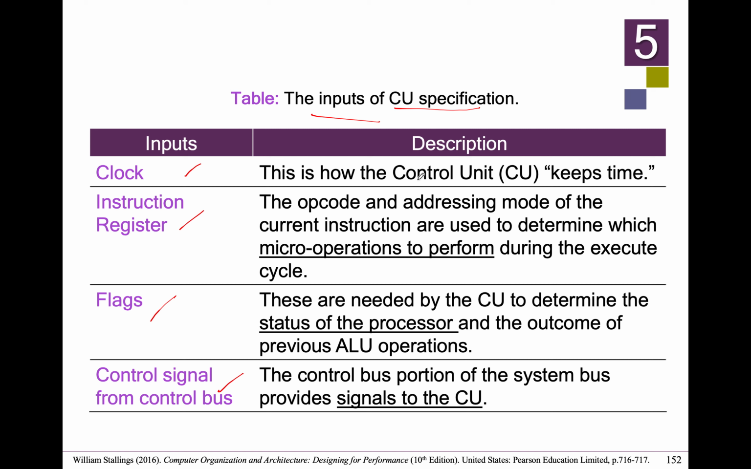For clock, this is how the control unit, or CU, keeps time. Why do you need a clock for your control unit? And about instruction register, the opcode and addressing mode of the current instruction are used to determine which micro-operation to perform during the execute cycle. And flag, they are needed by the CU to determine the status of the processor and the output of the previous ALU operation.